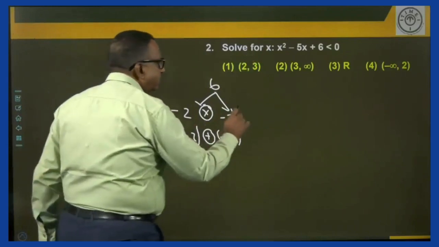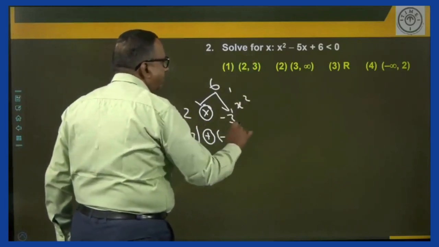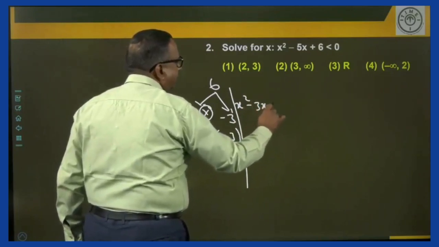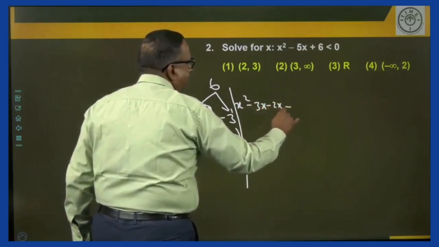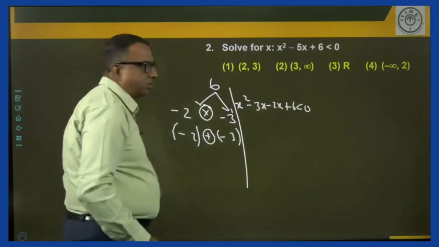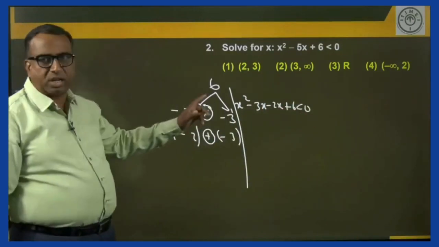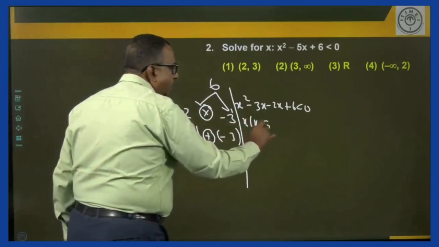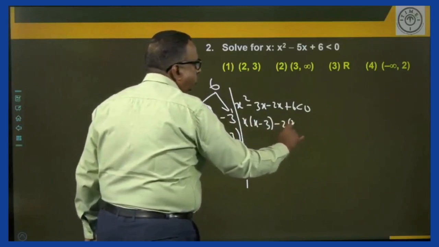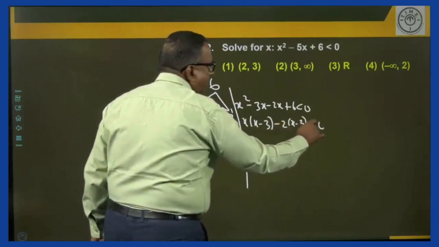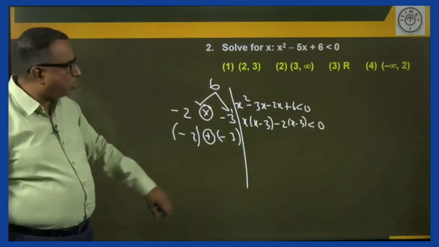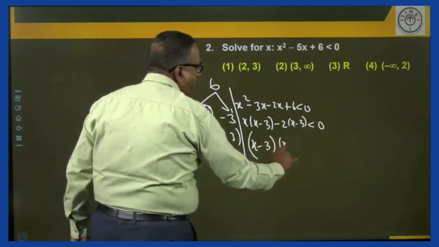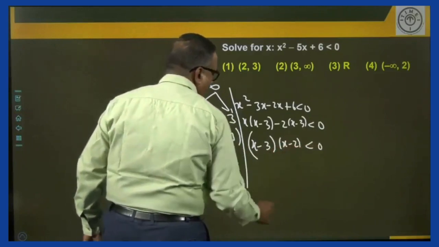What are the factors for this? It is going to be x square minus 3x minus 2x plus 6 less than 0. Resolve this into factors like this. So, if you take x common, x into x minus 3 minus 2 into x minus 3 less than 0. From these two, you have x minus 3 common. So, you can simply write x minus 3 into x minus 2 less than 0.